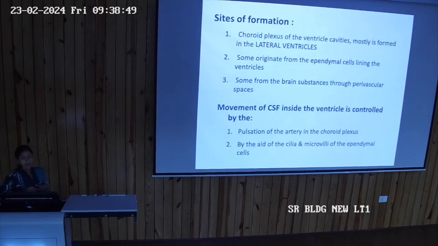Now, the main site of formation of the CSF is the choroid plexus of the ventricles. Some originate from the ependymal cells, which line the brain parenchyma, and some from the perivascular spaces. So these are the sites of formation. You can remember the choroid plexus, that would be enough.